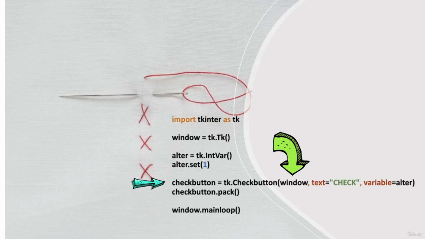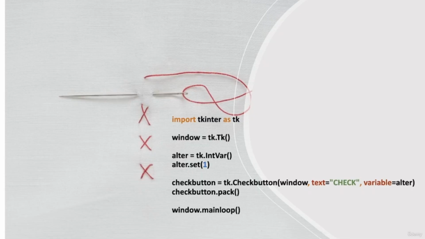First, the window object. Second argument is the title of our checkbutton, which is handled by the text keyword argument. And the third and final argument is called variable. By assigning the int_var object, a bidirectional link between the object and the widget is formed. Checkbutton is a small square box which is usually filled with a tick mark, or it can also be empty, as checkbutton represents 2 state selections.